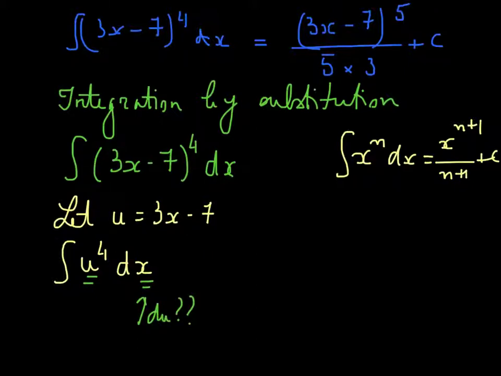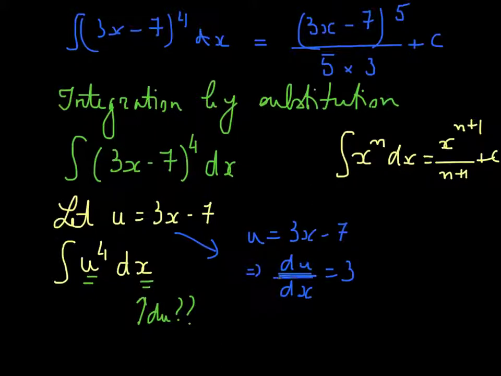How do I get this one? Look at my substitution. u equals 3x minus 7. Therefore, du by dx equals 3. So though this is not a fraction line, yes, I can treat it like this and think that this is the same as du, and it's correct to write like this, equals 3 dx.